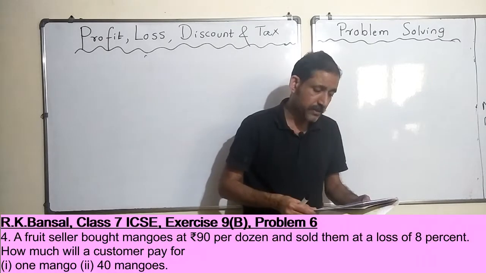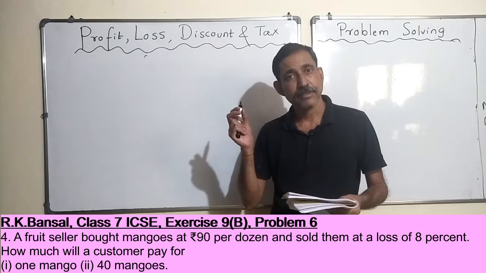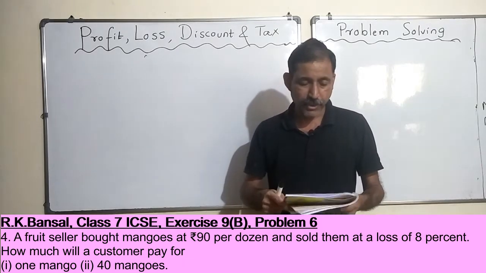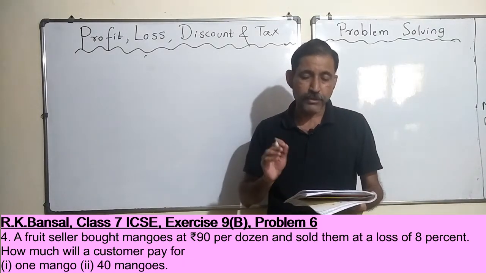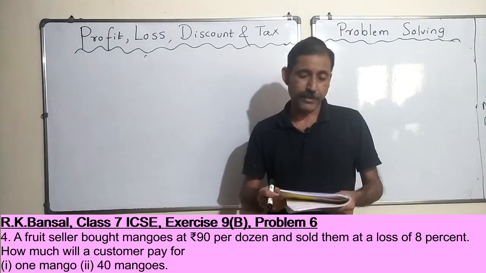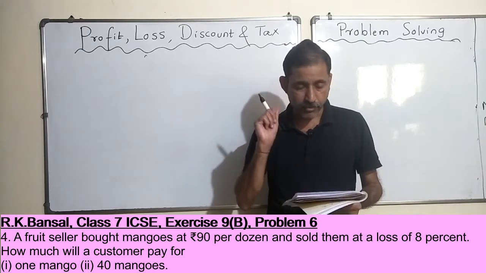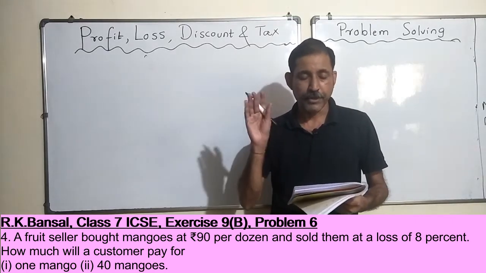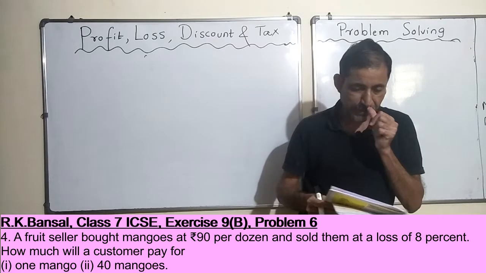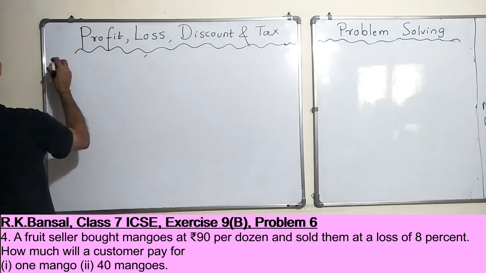A fruit seller bought mangoes at rupees 90 per dozen. Dozen is 12. Okay, I hope you know that. So for 12 mangoes he paid 90 rupees and sold them at a loss of 8%. Okay, how much will the customer pay for one mango and for 40 mangoes? Okay, so let's see. All right, so this is the fourth problem.